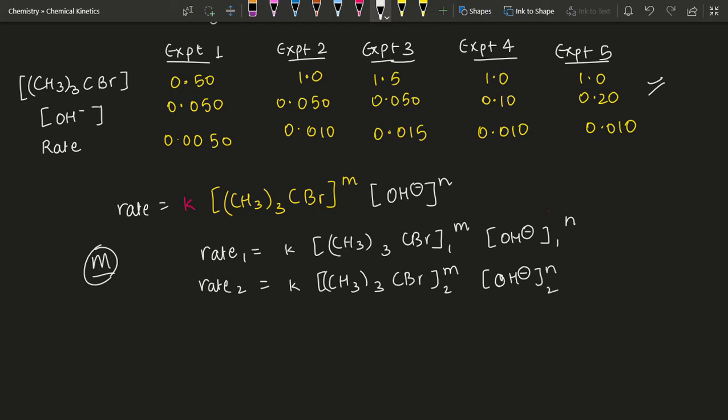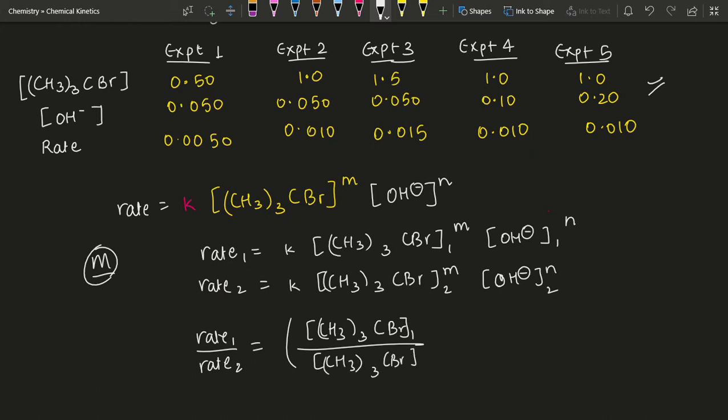Now, what happens if you divide these two? If you divide rate 1 by rate 2, you have the expression CH3CBr at 1 over CH3CBr at 2 to the power m times OH minus at 1 over OH minus at 2 to the power n. That's just by dividing these two equations.